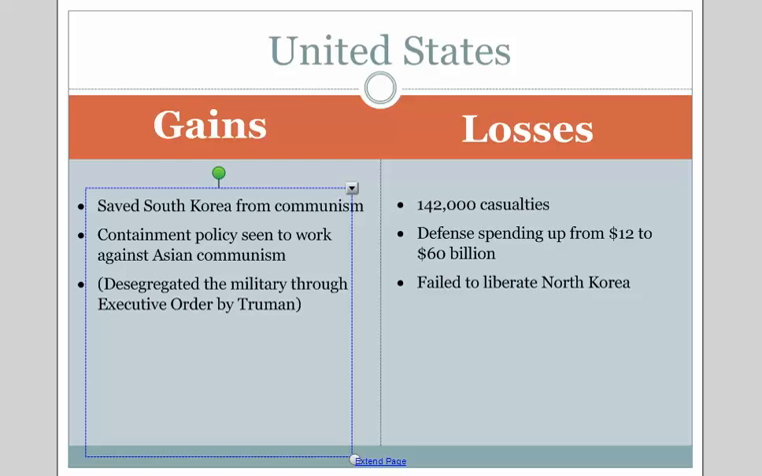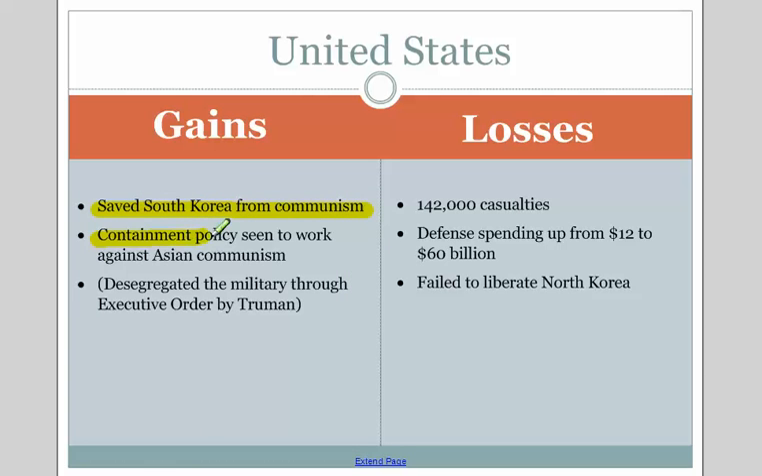So now we get to look at the United States, since we just talked about them. So in the United States, we saved South Korea from communism, which means that containment worked in Asia. Remember, containment was the big umbrella policy and we have smaller policies underneath it. But as far as our gains and our successes, South Korea remains capitalist. Containment worked for us. We did not allow it to spread into South Korea. And as a side note, one that we'll talk about more later, but was important, the military was actually desegregated by Truman during the Korean War.